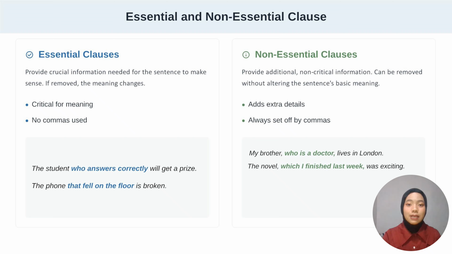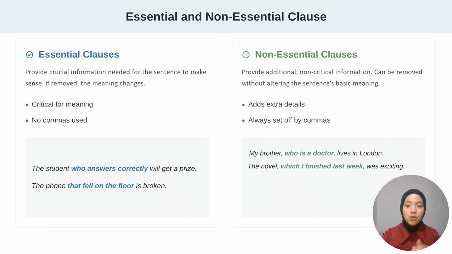Here are two examples. The student who answered correctly will get a prize. The clause who answered correctly tells us which student, so it's essential. Next, the phone that fell on the floor is broken. The clause that fell on the floor helps identify which phone, so again, no commas.